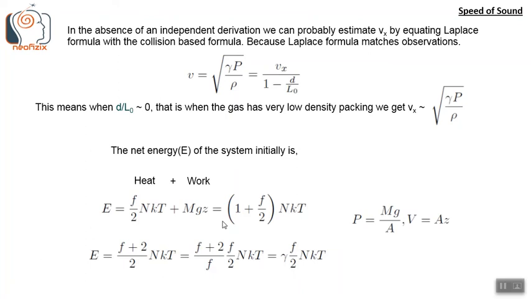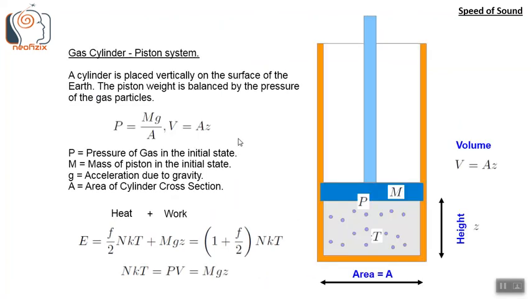So basically this is just the first law of thermodynamics, where F by 2 nkT is the heat plus mgz is the work part. And when we add this up, we get that the total energy is gamma into F by 2 nkT. We know it is larger than F by 2 nkT because there is this extra term mgz, and it turns out that it is gamma into F by 2 nkT. We can see this in more detail in the next page of this gas piston system.